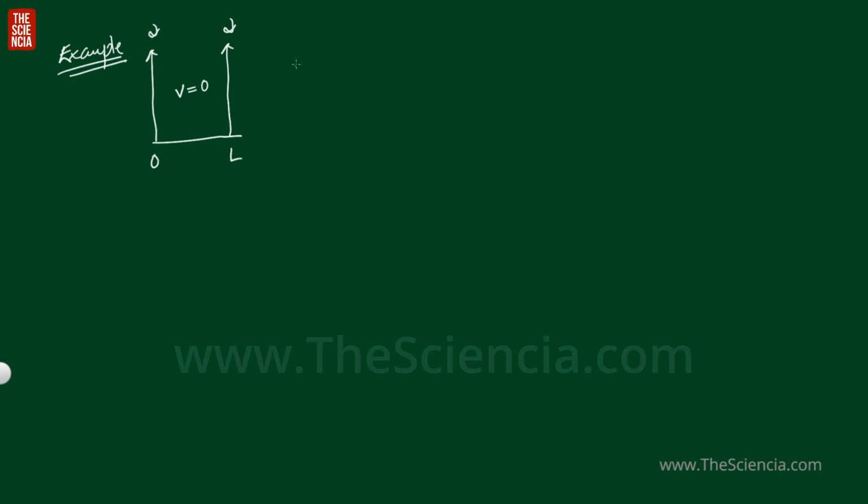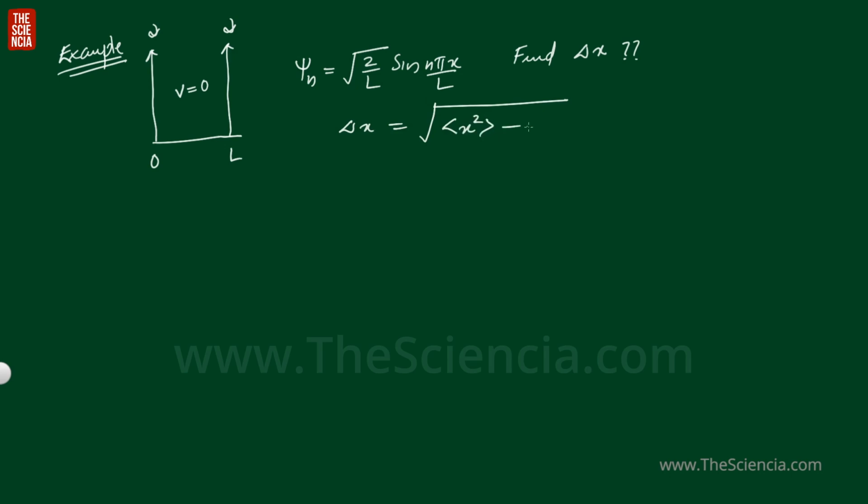And the wave function is given, that is psi n is equal to root 2 by L sin n pi x by L. The question is to find the uncertainty in position. We know delta x, the uncertainty in position, is equal to the root of the average x square minus the average x whole square, or expectation value of x square minus expectation value of x whole square, right? So first we have to calculate this one, then we have to calculate the expectation value of x square.